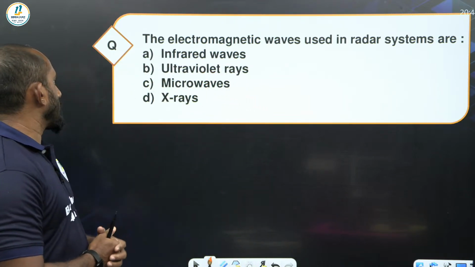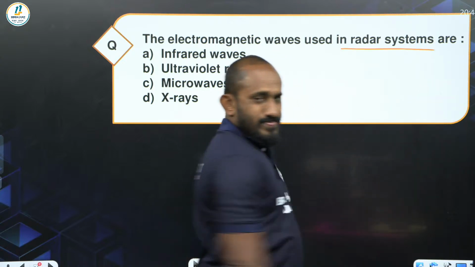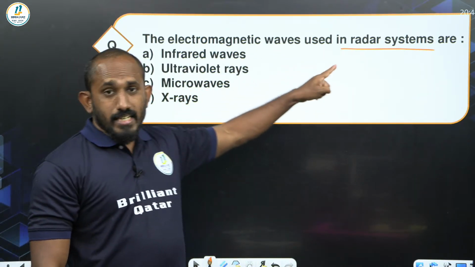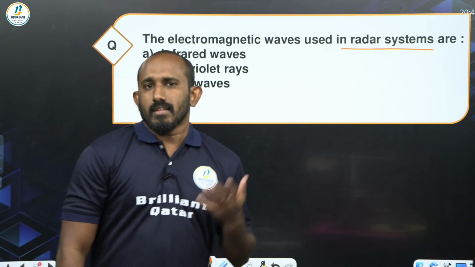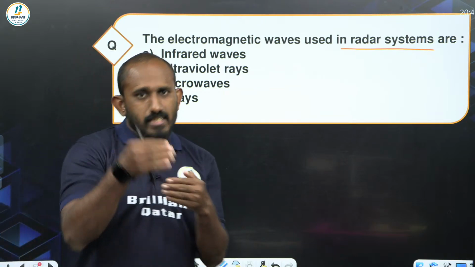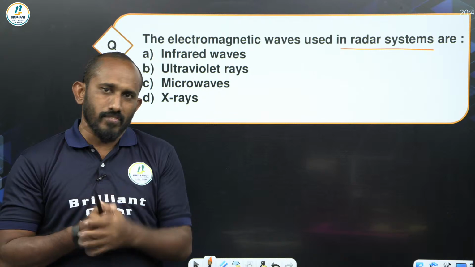So the next question is, the electromagnetic waves used in radar systems are, radar, you know, all of you know what radar is. Radar is actually radio detection and ranging. We use radar in many cases, directly in flights and all. Aircraft use it, speed interceptors on the roads, radar cameras are there to detect the speed of a vehicle and all.